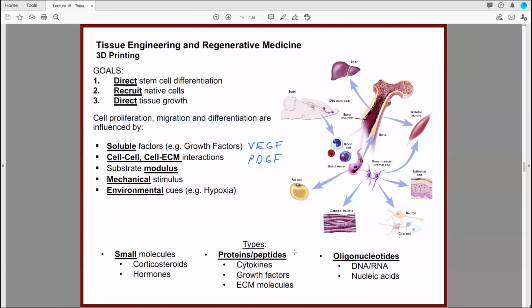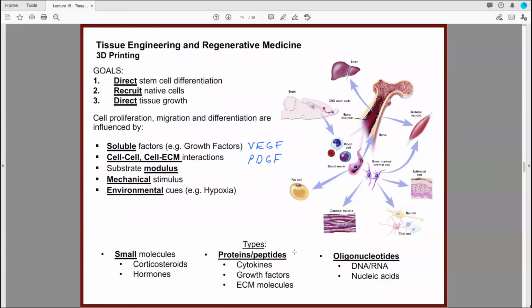The substrate modulus, obviously we know that now, right? We've been through this many times, that we want to try and match it as closely as possible to the material we're trying to mimic or replace. The mechanical stimulus, what kind of stresses and strains those things are going to be under, and also the environmental cues. So things such as hypoxia, where there is limited oxygen saturation in the surrounding tissues.